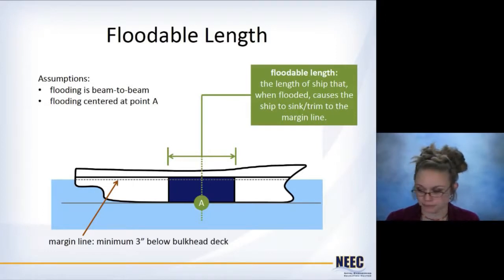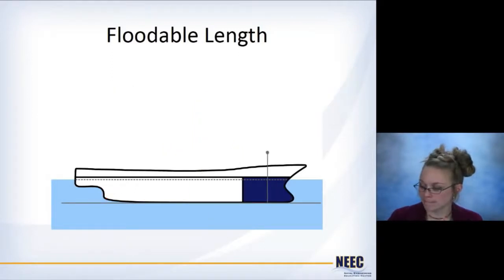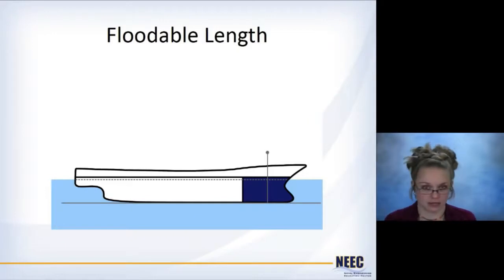A couple of assumptions. The flooding is assumed to be beam to beam. That means it goes from one side of the ship all the way to the other. And also that floodable length is centered at the middle part of the entire floodable length, like at point A here. You can do this analysis from one end of the ship all the way down to the other.